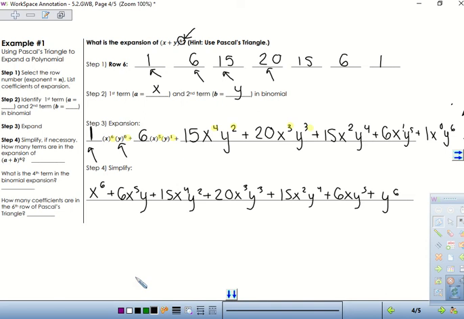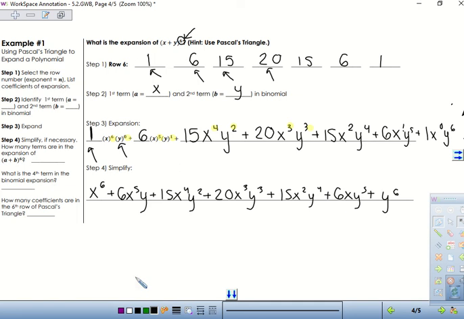Okay? So this is what you would obtain if you multiplied x plus y together 6 times. That's what we just did without doing that. You see what I'm saying? We used Pascal's triangle to do that multiplication for us. So that's the purpose of us doing this.